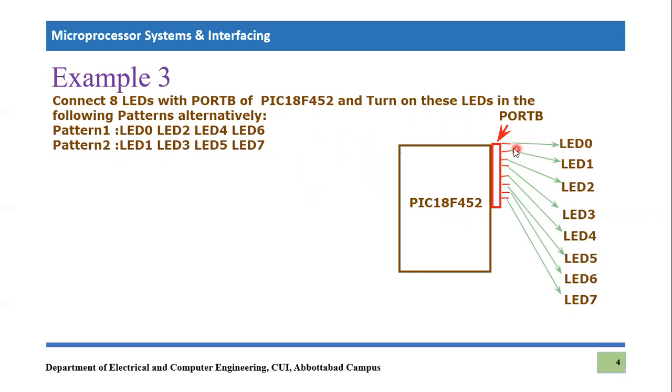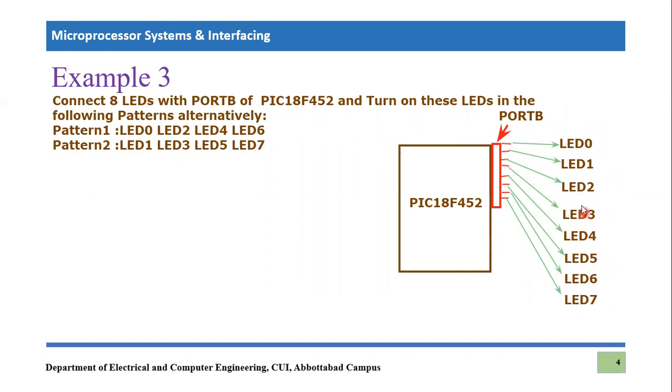LED 0 is connected with pin number 0 of port B. LED 1 is connected to pin number 1 of port B, and LED 2 is connected to pin number 2 of port B. Similarly, we have connected 8 different LEDs which are numbered 0, 1, 2 and up to 7. This is the output port, of course, because these are LED devices or output devices, right? So turn on these LEDs.